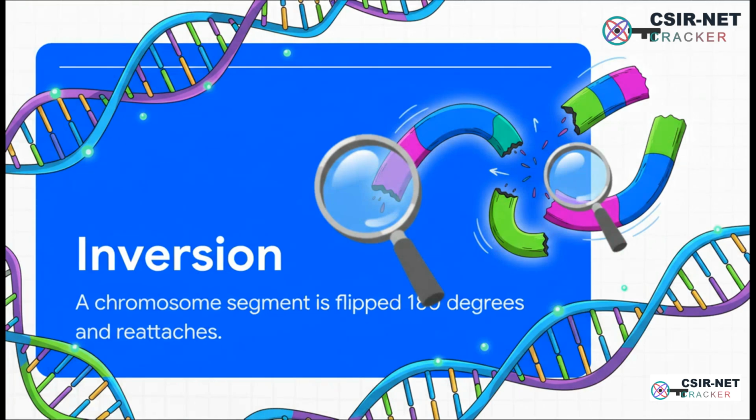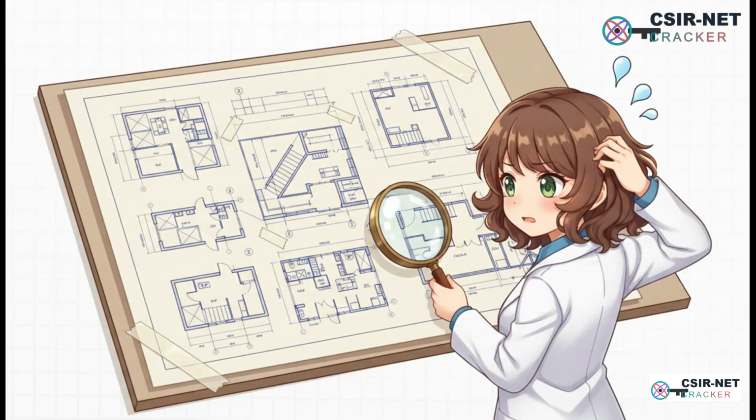It's incredible. All right, now for a real twist, literally. With an inversion, a segment of the chromosome breaks off, flips a full 180 degrees, and then sticks itself back on. So all the same information is still there, it's just backward. And this analogy is perfect.